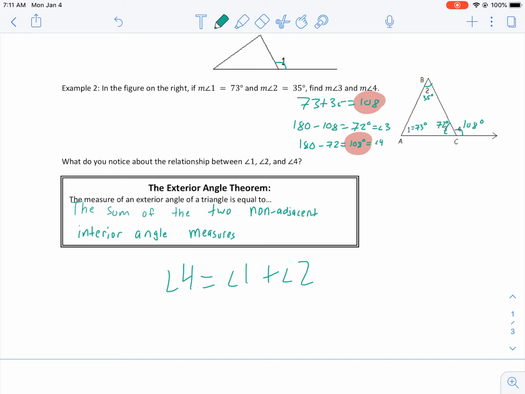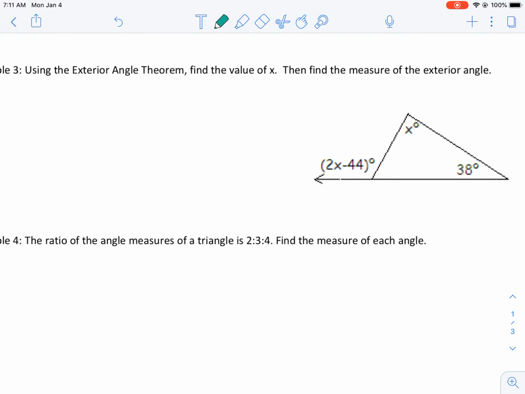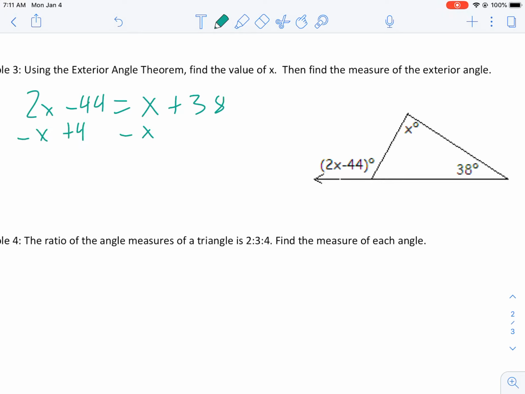And this would work for any exterior angle. It's going to always be equal to the sum of the other two angles, right? And so you can do some problems with this, right? Using the exterior angle theorem, find x, so we can do something like this. So the exterior angle is 2x minus 44. That's going to be equal to the other two angles, so it's going to be equal to x plus 38, and we can solve for x here, subtract x on both sides, add 44 on both sides. So this is x, and then 44 plus 38 is 82. So x is 82.